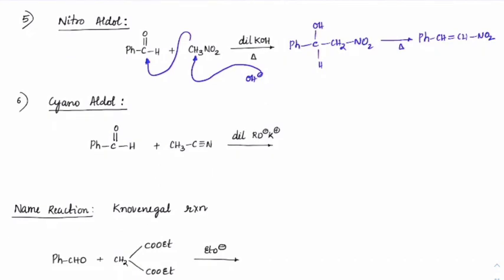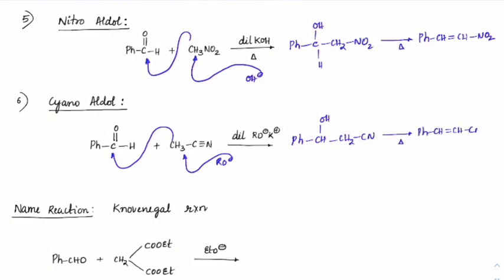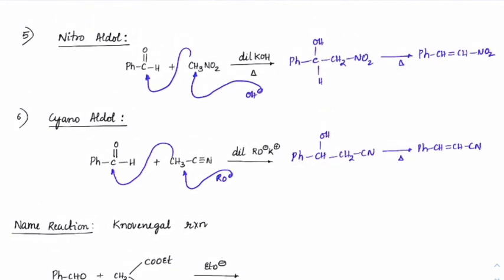Nitro Aldol is all about the carbanion forming on the nitro group and attacking the aldehyde. Cyano is also a similar case; nitro and cyano are strongly withdrawing groups here. So the CH2 minus will attack here, where this RO minus is taking away this proton from here. So therefore we will get PhCHOHCH2CN, which on heating will give PhCH=CH-CN. So these are nitro aldols and cyano aldols.